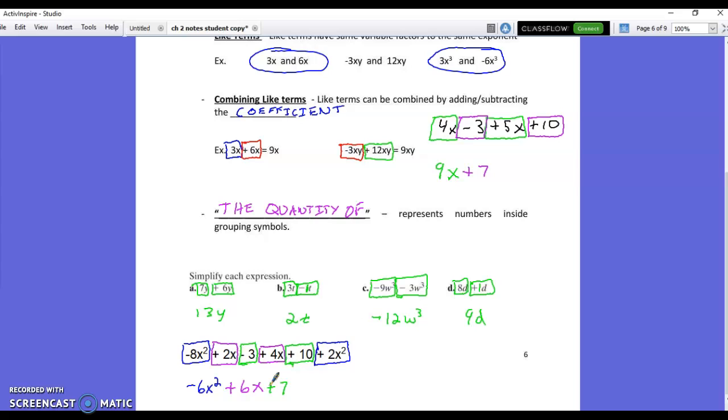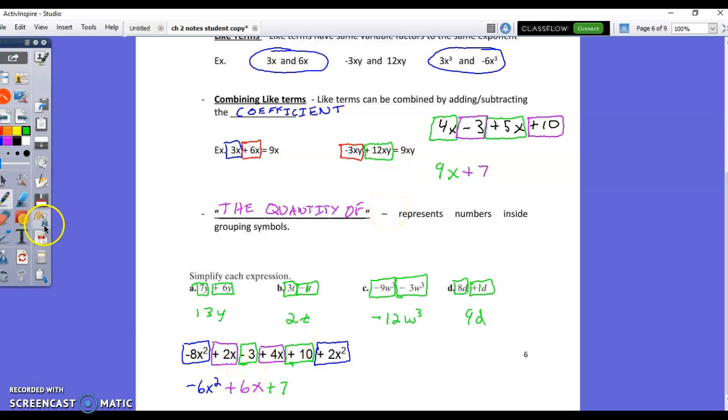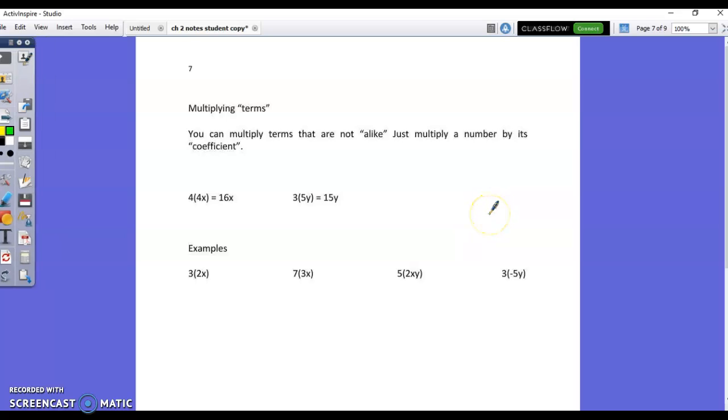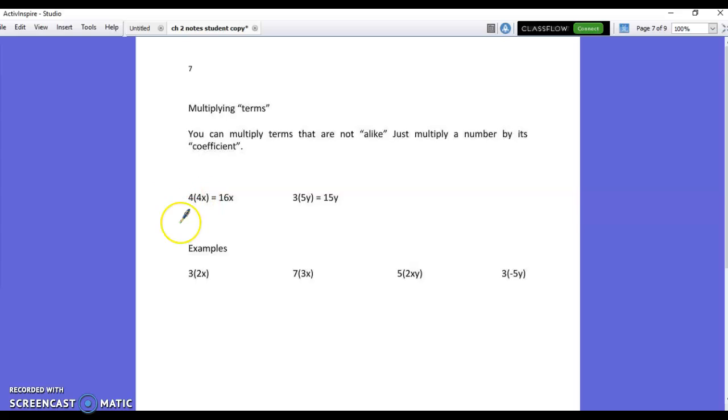You're looking for numbers that have the same variable to the same exponent, and it could be multiple variables. You could have an x and a y. That means they're still like terms, and then you add or subtract the coefficients, or combine the coefficients is what I like to think of. All right, the next part is multiplying terms, and we're just going to talk about multiplying terms by just a whole number.